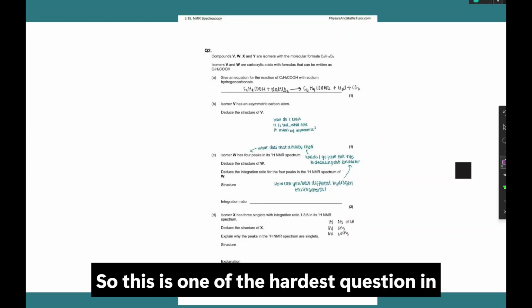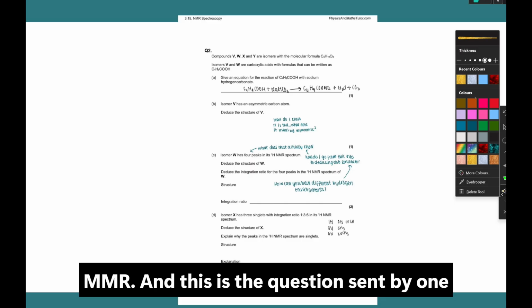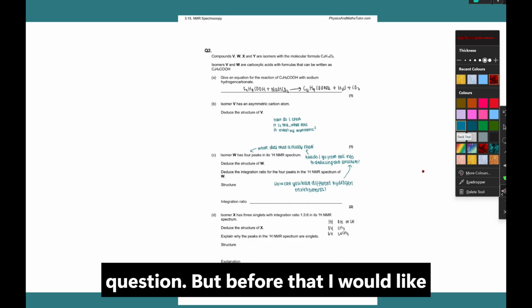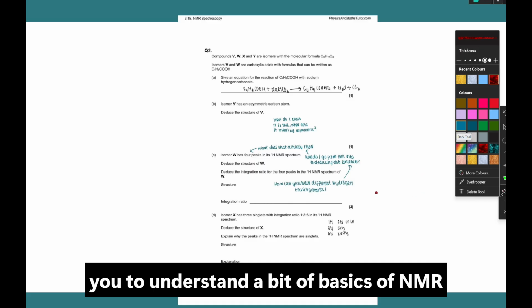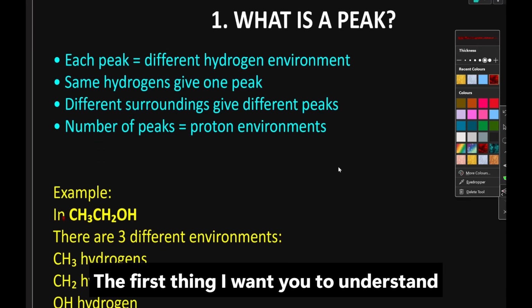So this is one of the hardest topics in organic chemistry, NMR, and this is a question sent by one of my students. So let's understand this question. But before that, I would like you to understand a bit of the basics of NMR, and then we'll go through this question. The first thing I want you to understand is what a peak is.